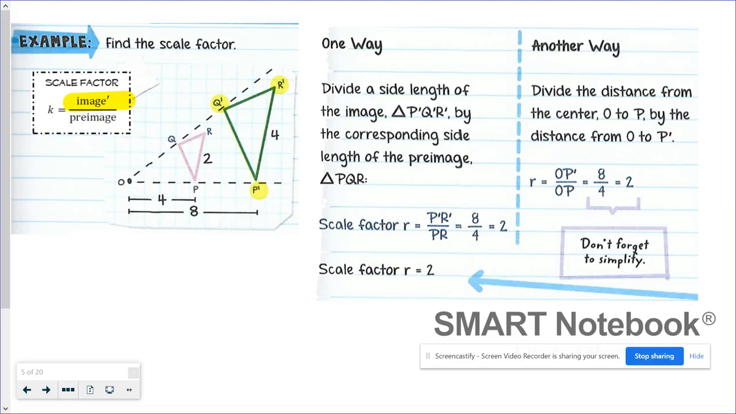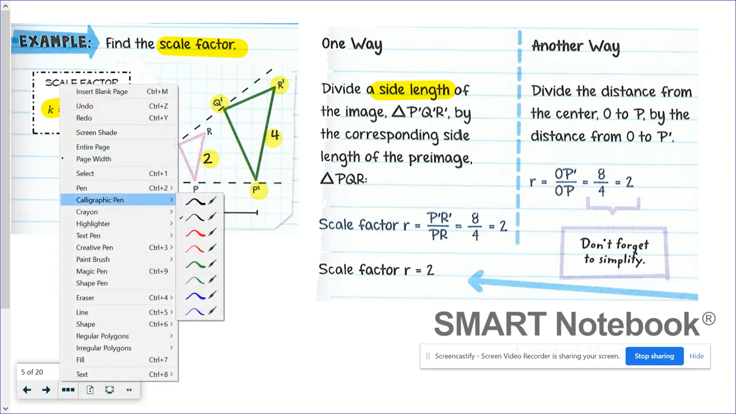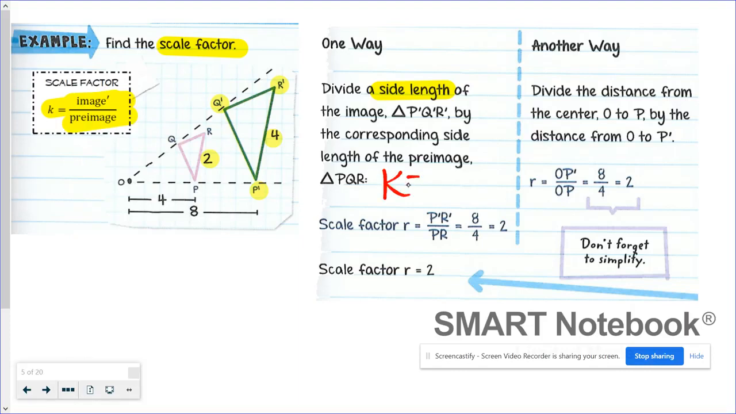And so when it comes to finding scale factor, we call it K, and it is always found by image over pre-image. So one way of doing that is to use side lengths, and that's what they're showing in the left column here. This has a side length of 4 and this is a side length of 2. And so I can say 4 over 2, it's kind of weird what they're showing here. So K is equal to 4 over 2, which is 2. So we always want to simplify those ratios.